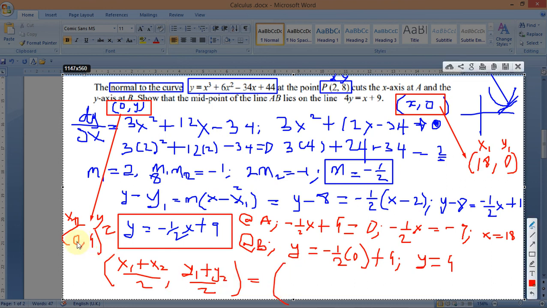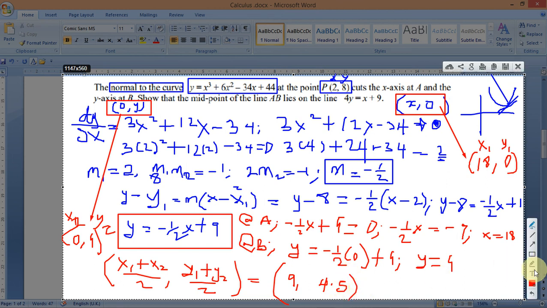If you do x1 plus x2, that is 18 plus 0. 18 plus 0 is 18. 18 divided by 2 is 9. Then y1 plus y2, so this is 9 plus 0, that's 4.5. So this is the coordinate for the midpoint.